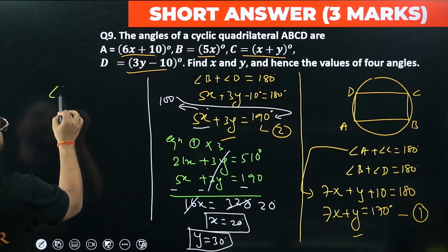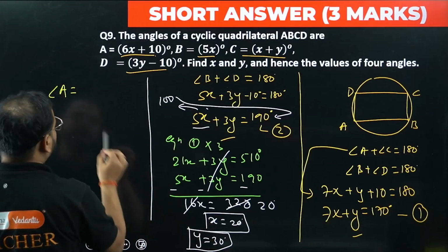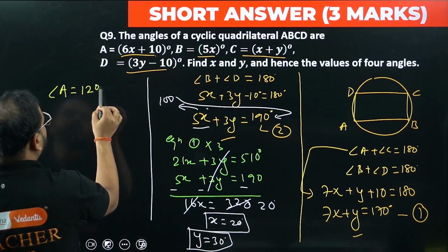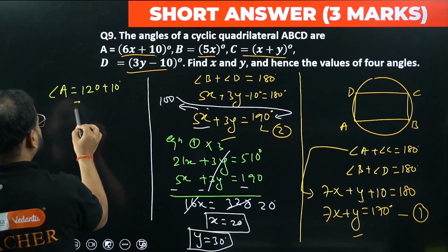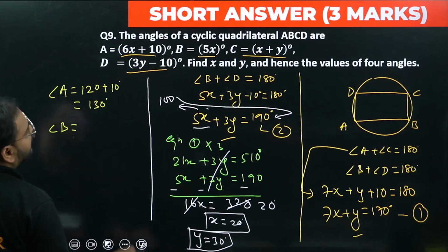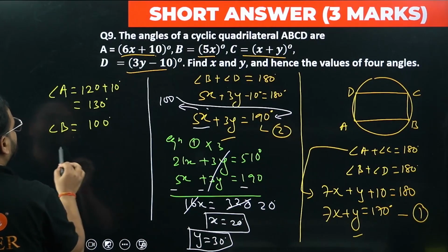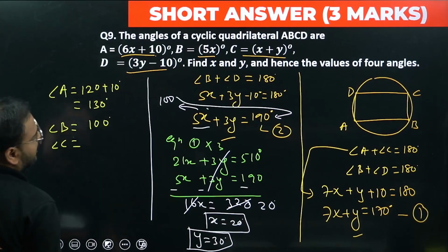So angle A, please check. 6x plus 10. So 6 times x, so 120 plus 10. How much is that? 130 degrees. Now angle B, have a look. 5x. So simply 5 times 20. So 100 degrees. Angle C, have a look. Angle C will be what?